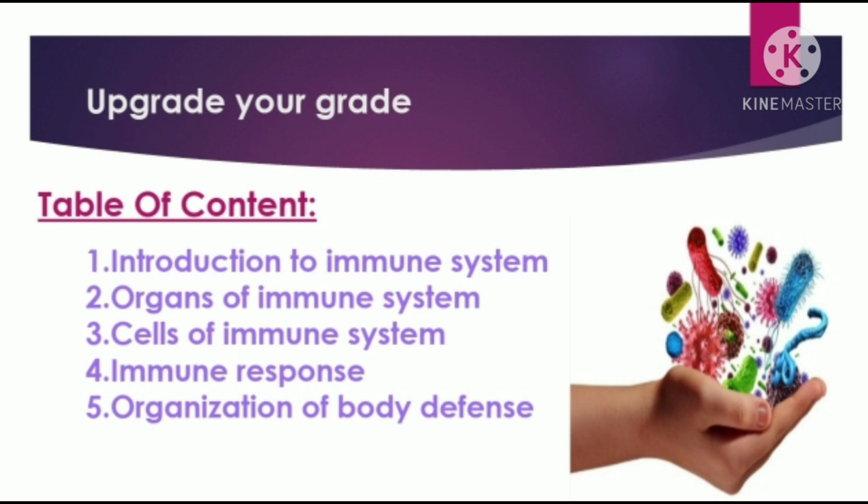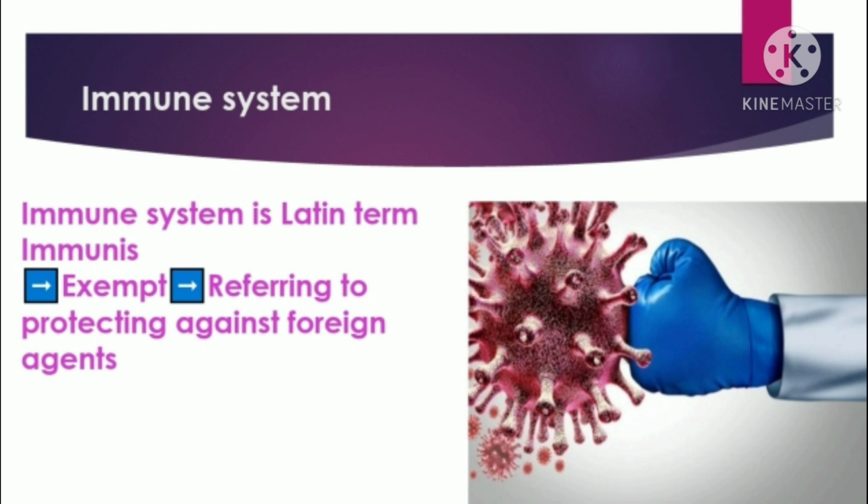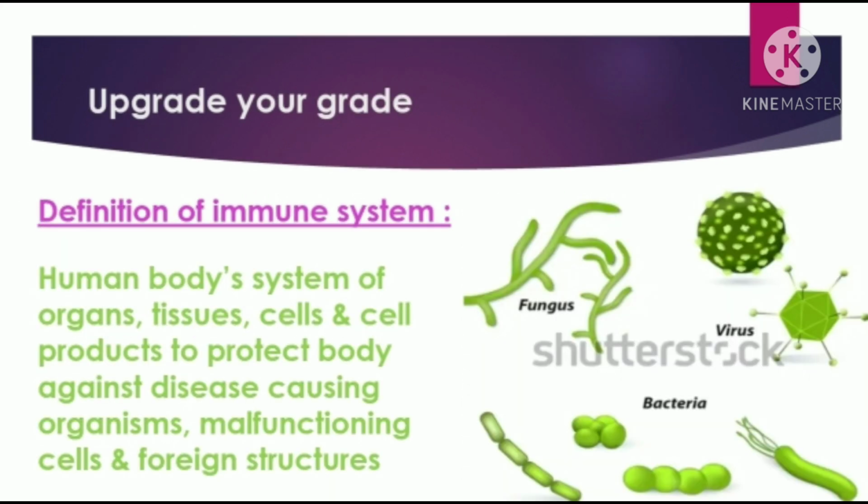The word immune is derived from a Latin term immunus, and the meaning of immunus is the protection of an organism from any foreign agent which will try to invade a living body to cause a disease. So we can define the immune system as a system of the body composed of different organs, tissues, cells and cell products which are involved in the protection of the body against disease causing organisms.